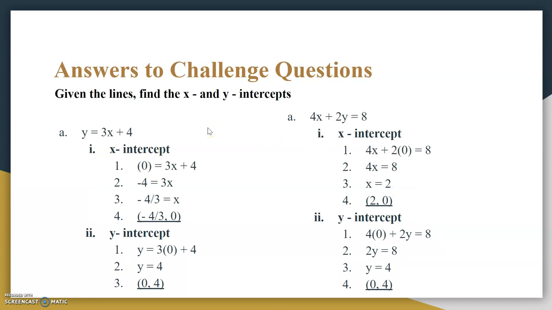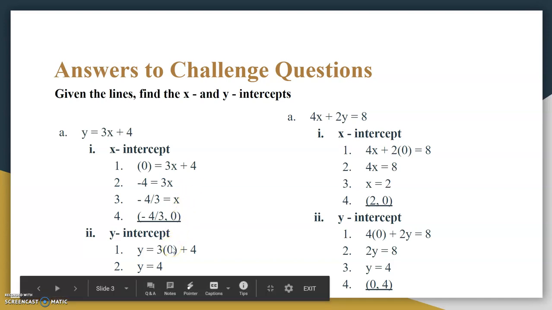Now over here, we are given the equations of the lines, and we are asked to find the x and y intercepts. Over this equation, it is y is equal to 3x plus 4. Let's first find the x-intercept. Let's substitute 0 for y. 0 is equal to 3x plus 4. Now let's solve the equation. Subtract both sides by 4 to get like terms on both sides. -4 is equal to 3x. Now let's divide both sides by 3 to isolate the variable. -4/3 is equal to x. Therefore, our x-intercept is -4/3, 0.